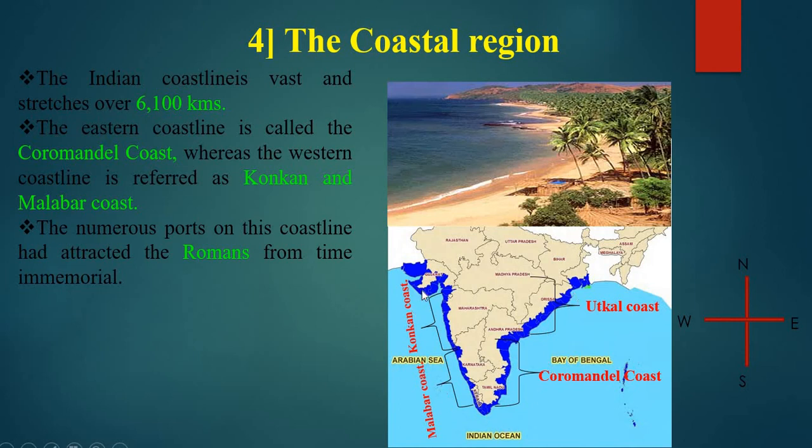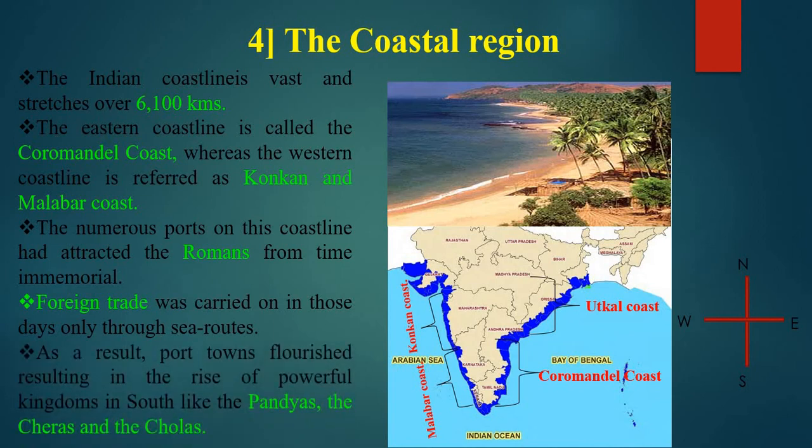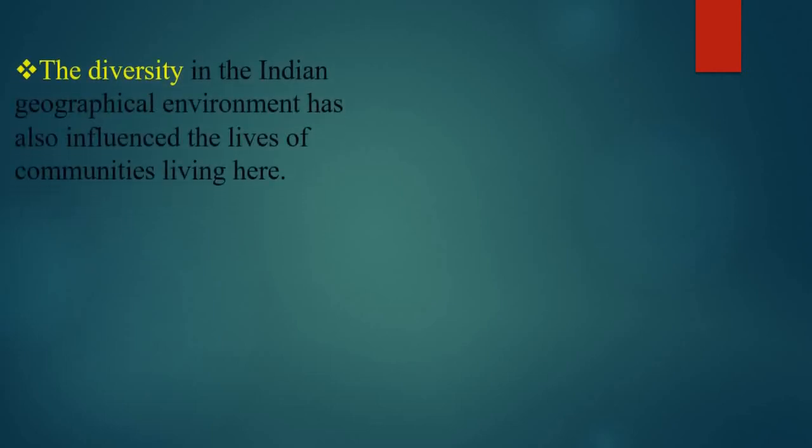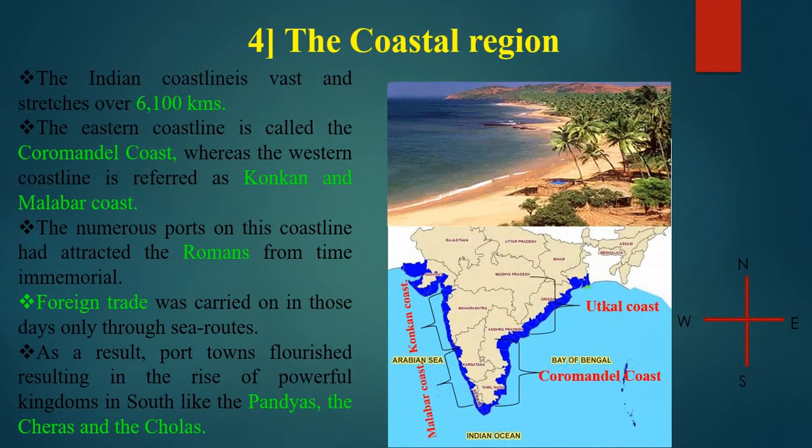So we have a lot of ports coming up here, and foreign trade was carried on in these areas through the sea routes, and as a result port towns flourished and became very popular, resulting in the rise of powerful kingdoms in South India like the Pandyas, Cheras and Cholas. See, these are the ports which ran most of the time, because of which a lot of business activities used to happen, and because of which a lot of kings established their kingdoms here, like the Pandyas, Cheras and Cholas.